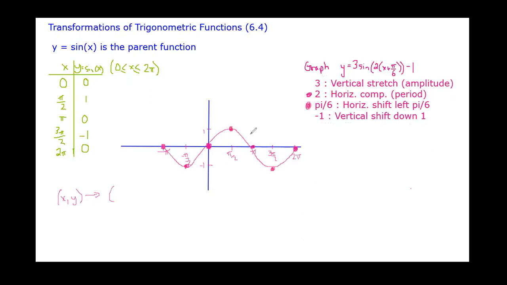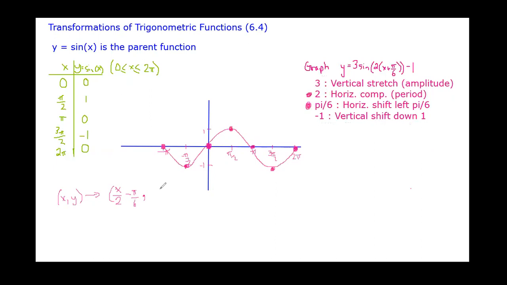The first thing we're going to do is our stretches or compressions before our shifts. Because this is a horizontal compression, it's a horizontal stretch by a factor of 1/2, or a horizontal compression by a factor of 2. So we take x, divide it by 2, and since it's going left, we subtract pi by 6. Okay, hopefully everyone's in agreement with that.